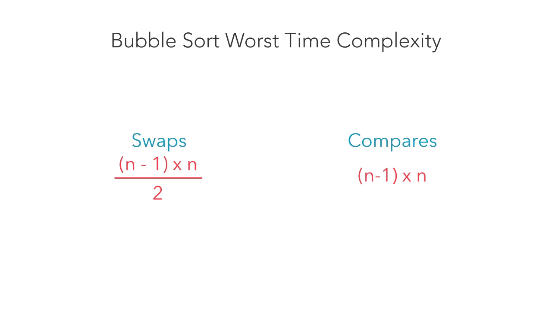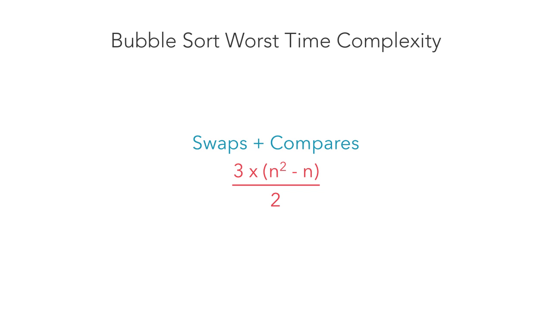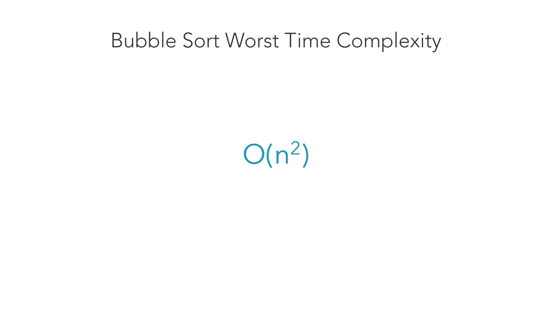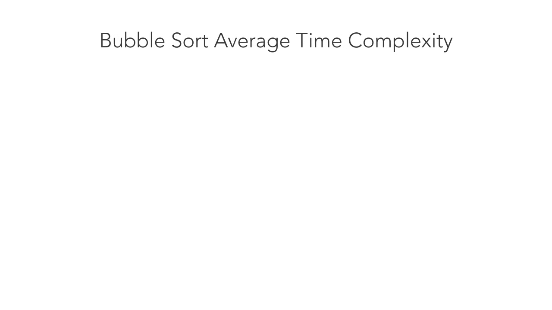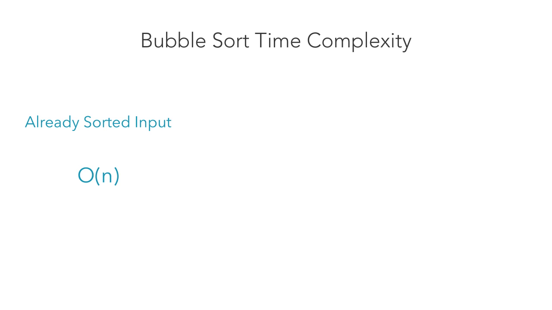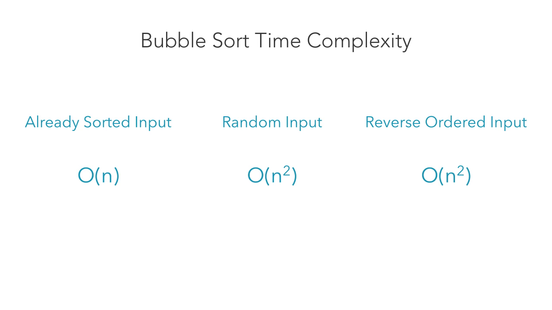The worst case running time of our bubble sort implementation is the sum of the swaps and compares. This is clearly an order of n squared time complexity. The average time complexity of the bubble sort is also quadratic. To summarize, the bubble sort has a linear running time for already sorted arrays and runs in order of n squared average and worst time complexity.